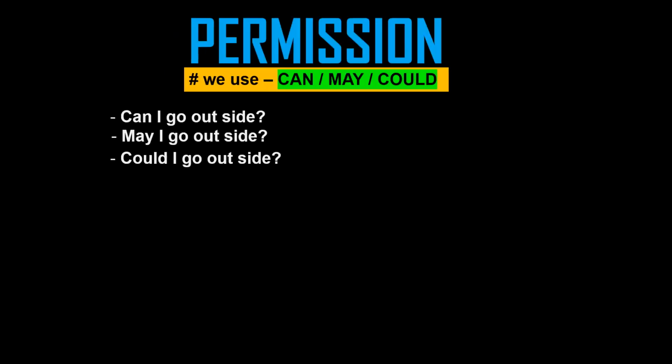क्लियर? परमिशन के लिए, ओके, परमिशन के लिए कैन, मे, कुड. कैन आई गो आउटसाइड? मे आई गो आउटसाइड? कुड आई गो आउटसाइड? आस्क टू मम्मा. अगर आप अपनी मम्मा से पूछते हैं, कैन आई गो आउटसाइड इज राइट, मे आई गो आउटसाइड इज राइट, कुड आई गो आउटसाइड इज राइट. Can I go outside is right.